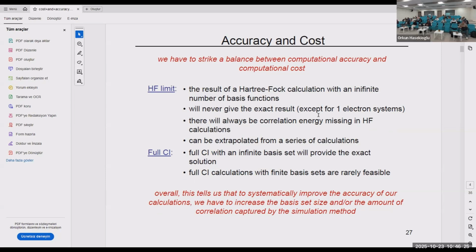When we compare it to full CI, with an infinite basis set it will provide the exact solution. Full CI calculations with finite basis sets are rarely feasible. Overall, this tells us that to systematically improve the accuracy of our calculations, we have to increase the basis set size and the amount of correlation captured by the simulation.